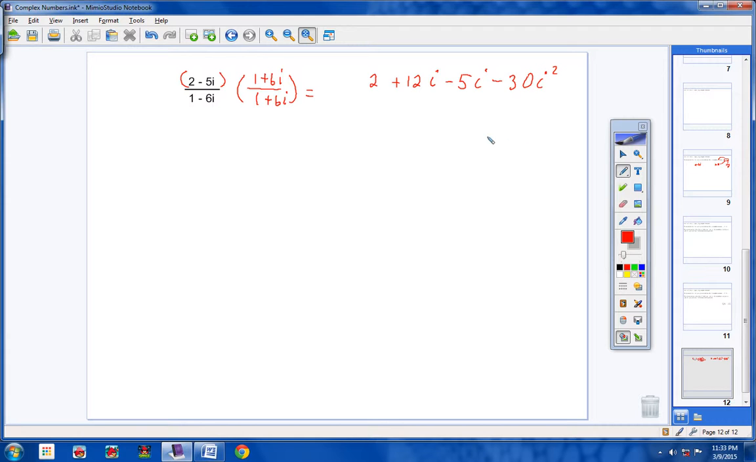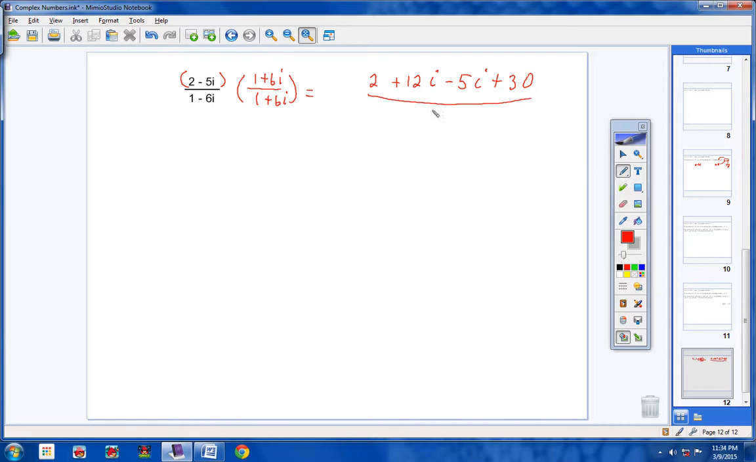Now, you guys are smart students. I can do this quickly. Where the i squared is, I'd have a negative 1. So negative 30 times negative 1 would really give me a positive 30. So you have negative 30 times, put a negative 1 right here, and you get a positive 30, okay? So I'm going to go ahead and put a positive 30 here, alright?